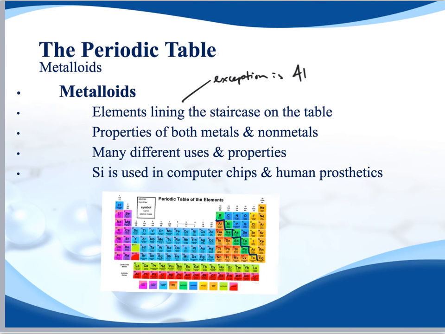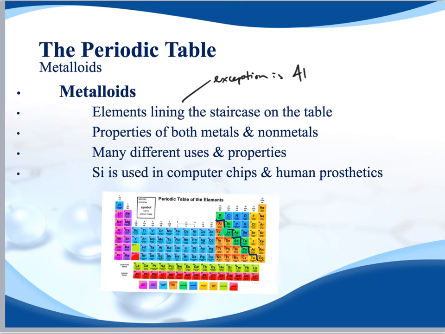Okay, so we talked about metals, we've talked about nonmetals. Let's talk about the guys on the line here, the metalloids. All right, so these are the elements that are lining the staircase on the table, with the exception of aluminum. Aluminum is considered a metal, but everything else that's on that line is considered a metalloid. They have properties of both metals and nonmetals. There's many different uses and properties of these, and you can take advantage of the fact that it kind of behaves like a metal or kind of behaves like a nonmetal.